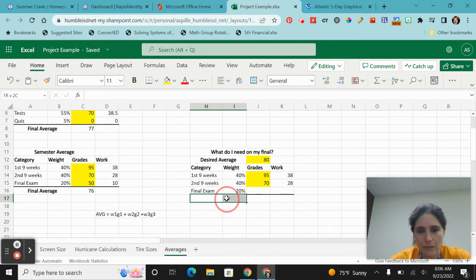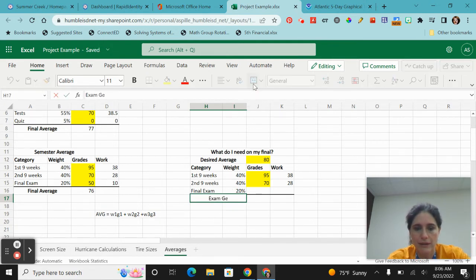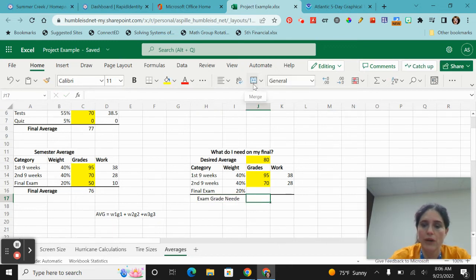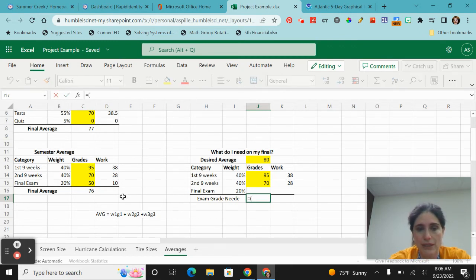So, okay. Final exam, or exam grade needed. I'm going to go equals. I'm going to open parentheses, and this is important because if I don't, it's not going to do it in the right order. The first thing I want is my average, which is this one, minus the first one of the works, minus the second work, close parentheses. So that's minus weight one, grade one, minus weight two, grade two. I'm going to close parentheses now, and divide it by the weight. So slash, click on the 20%.